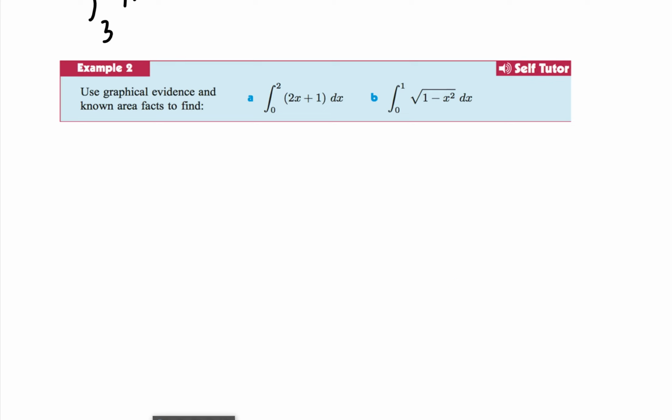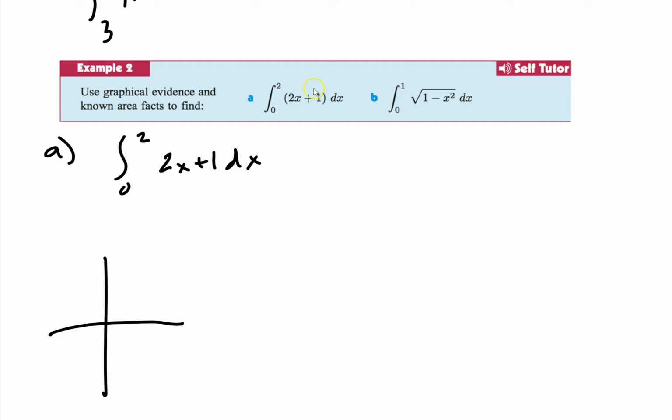So use graphical evidence and known area facts to find these integrals. So let's do our first integral, A here. We're going to integrate from 0 to 2 of 2x plus 1 dx. Now again, I haven't touched any tricks and rules for how to do this yet, so we're going to do it the old-fashioned way, which is find the area underneath the curve. So we have to draw that. Remember, we know how to graph that. It's 2x plus 1, so up 1, slope of 2. So start at 1, go up 2 over 1. That works better if I had a grid, but up 2 over 1. I can do up 2 over 1 again. So it's going to be something like this.